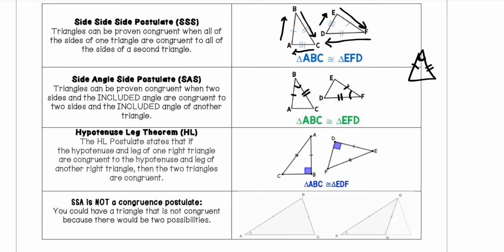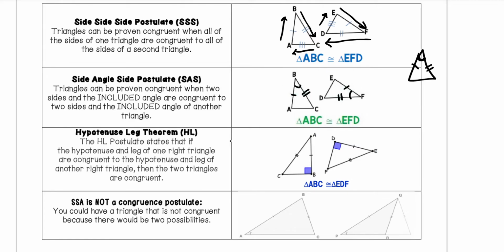So we have two sides and an angle that are congruent, but they're in this specific order because we go from side to angle to side, and that's the included angle there. So this is our side angle side postulate. This is enough information for us to prove that these two triangles completely would be congruent to each other.